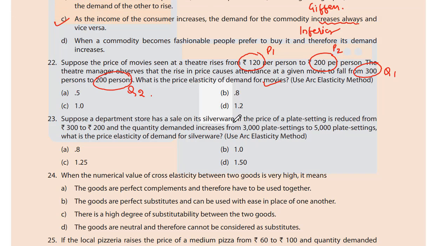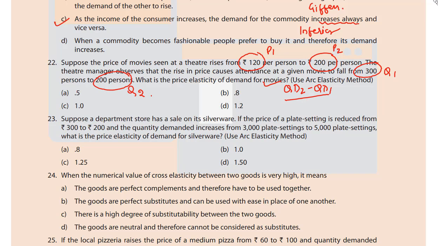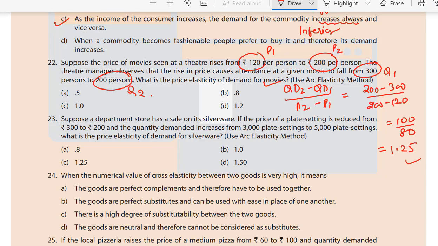We need to calculate price elasticity of demand and we need to use the arc elasticity method. As you can see in this question, quantity demanded 2 minus quantity demanded 1 divided by price of 2 minus price of 1 equals, quantity demanded 2 is 200, quantity demanded 1 is 300, so 200 minus 300 divided by 200 minus 120, this would be 100 by 80 equals 1.25. So the answer is C. I think you are clear. Let's move ahead.